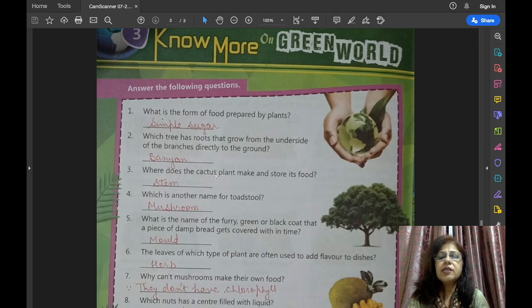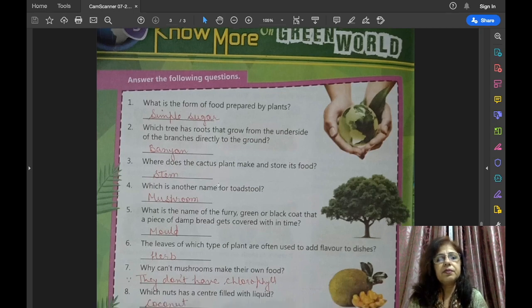Where does the cactus plant make and store its food? The cactus plant makes and stores its food in its stem because it doesn't have leaves. As you know, the leaves in plants make the food and store it in themselves, but since cactus doesn't have leaves, the stem of the cactus plant makes and stores its food inside it.